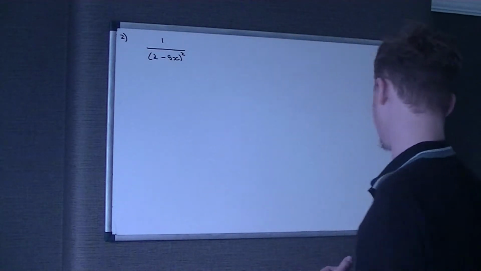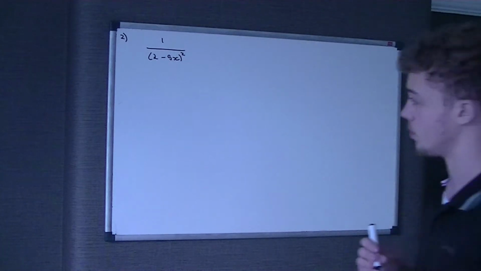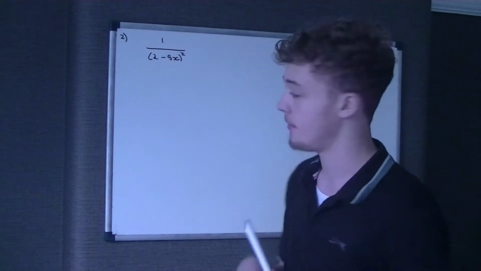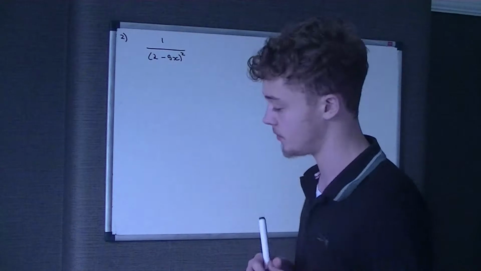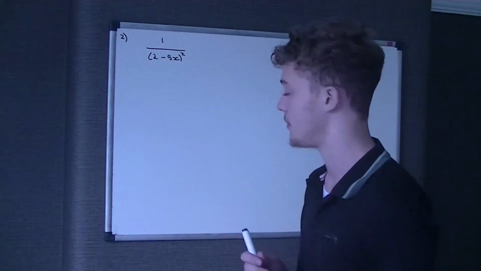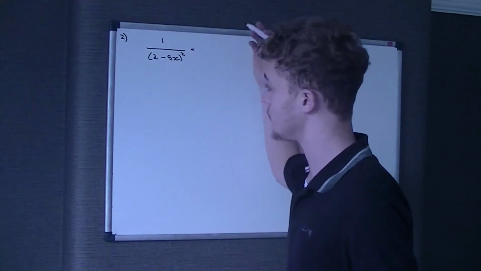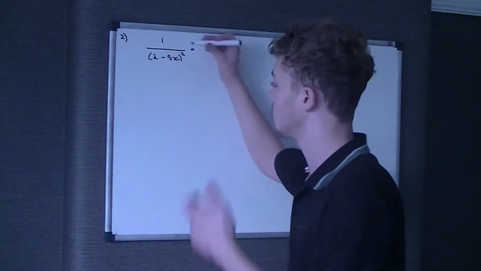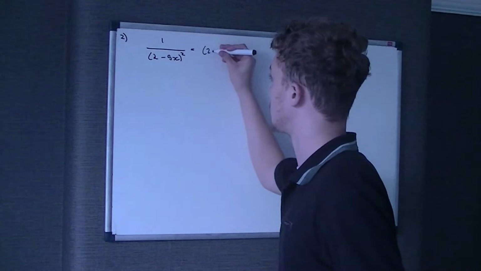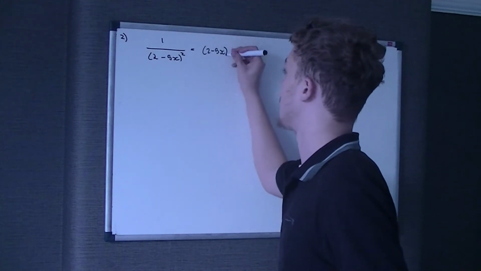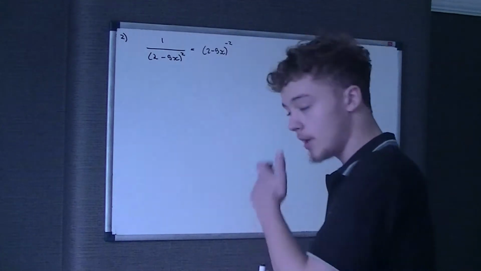some other format. The first thing you should have done is recognise anything on the bottom. If it's squared on the bottom, it becomes -2. If it's cubed on the bottom, it becomes power of -3. So rewrite this. You can either do it as 1 times 2 take 5x squared, or because it's just 1 over, I'm just going to do 2 take 5x to the power of -2. However, we can't expand this.